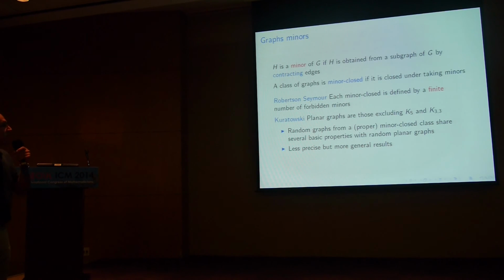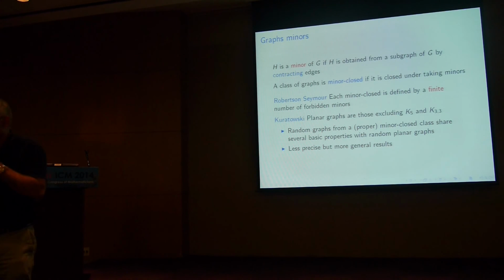Of course, the main result is Robertson-Seymour theory, which says that every minor closed class is defined by a finite number of forbidden minors, one of the main results in mathematics. But we don't need that. Just an example: Kuratowski's theorem tells you that planar graphs are those that exclude K5 and K3,3.